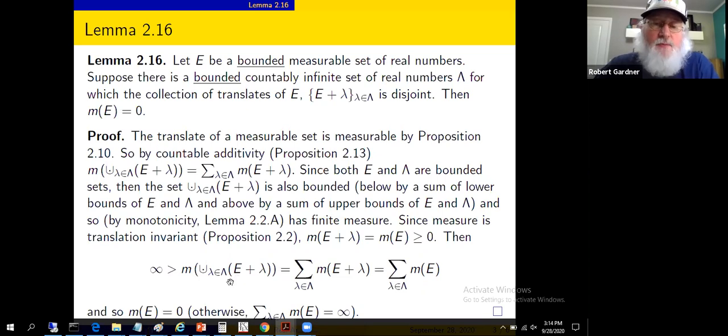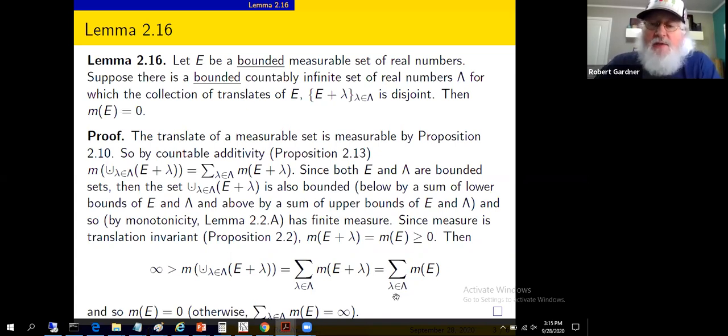We saw above that the measure of the union is the sum of the measures. We had the countable additivity and the disjointness. And translation invariance tells us the measure of E plus lambda is the same as the measure of E, and that holds for all lambda. So here's what we've got.